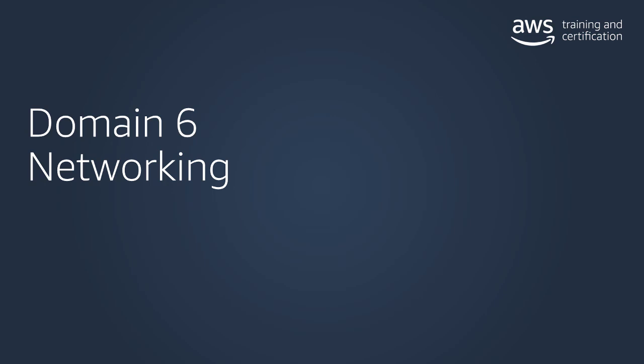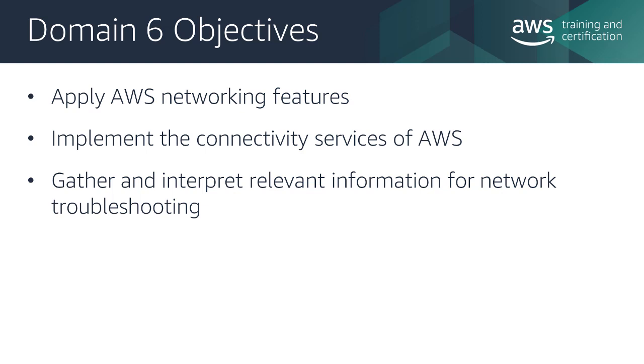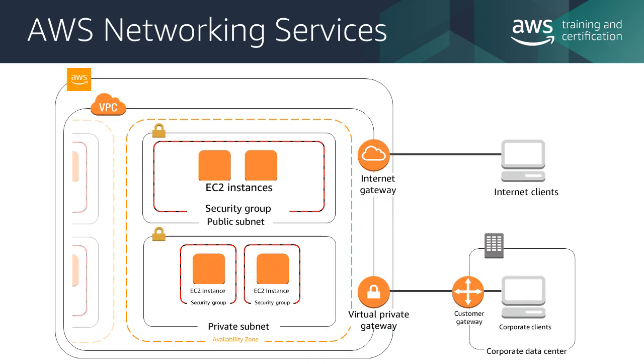This is domain number 6. Networking, it's almost 15% of the exam. It's significant. You need to be able to understand the different networking features, understand how to connect hybrid modalities into AWS, how to troubleshoot any problems inside the network. This is not an operations class. We could talk for hours about understanding the different pieces of AWS networking. You need to make sure you know it cold.